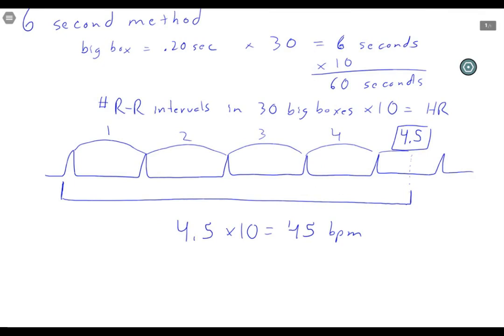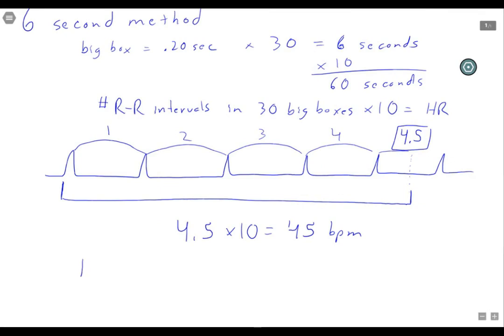Now this will work even if the rhythm is quite irregular. Since you're doing this over 6 seconds, you'll still get a very good average for the heart rate, regardless of whether or not the R to R intervals vary from one to the next. So this is a great method to use.